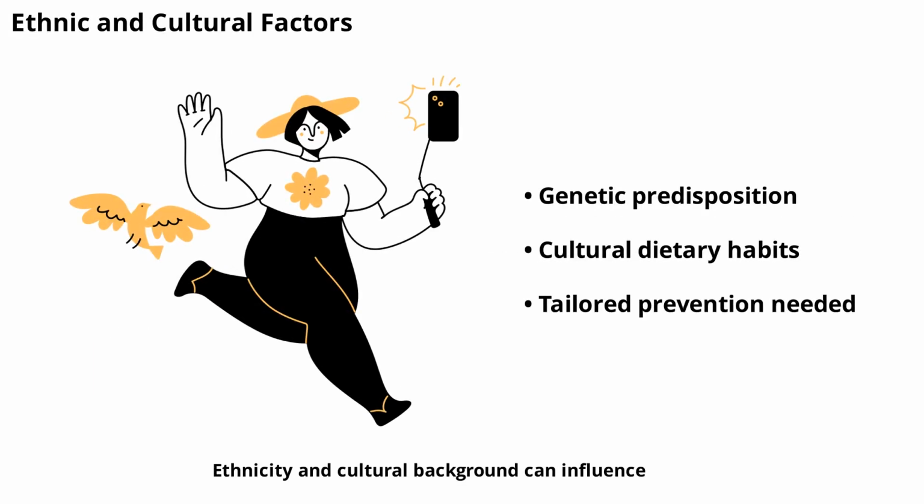Ethnicity and cultural background can influence the risk and progression of metabolic syndrome. Some populations are genetically predisposed, while cultural dietary habits and lifestyle factors also play a role. Recognizing these influences is important for effective prevention and management.